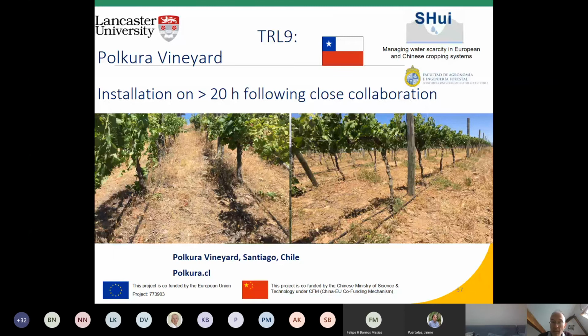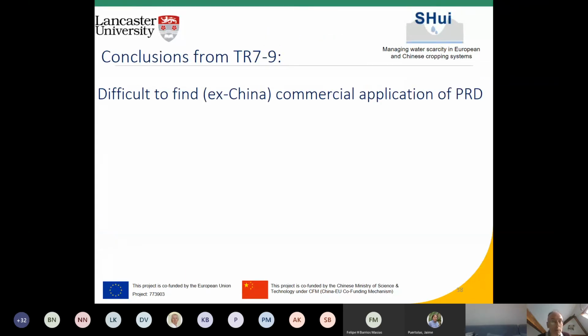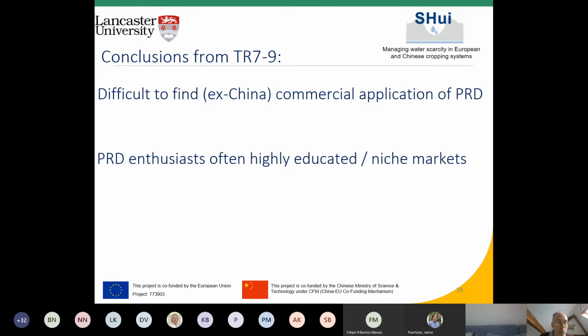So certainly I think that there is some scope for further work in this area to understand the conditions under which partial root zone drying can offer these benefits to growers. To conclude the field or commercial evaluation of partial root zone drying, I've found it difficult to find actual commercial applications outside of China, where I understand the technique is widely being applied.